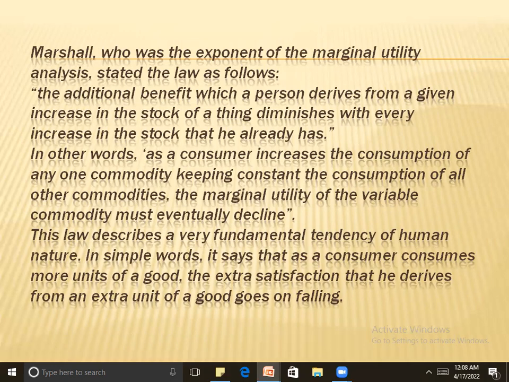In other words, as a consumer increases the consumption of any commodity, keeping constant the consumption of other commodities, the marginal utility of the variable commodity must eventually decline. This law describes a very fundamental tendency of human nature. In simple words, it says that as a consumer consumes more units of a good, the extra satisfaction that he derives from an extra unit of a good goes on falling.